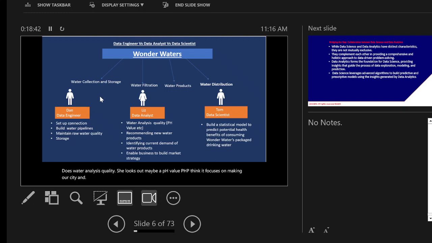So he does water quality analysis by looking at pH levels and so on. Then he recommends new water products based on that, identifies current demand for water products based on data, and enables the business to build a market strategy. While Tom builds a statistical model to predict potential health benefits of consuming waters, packaged drinking water, and so on. So this one now tries to look at the hidden behavior found in this.